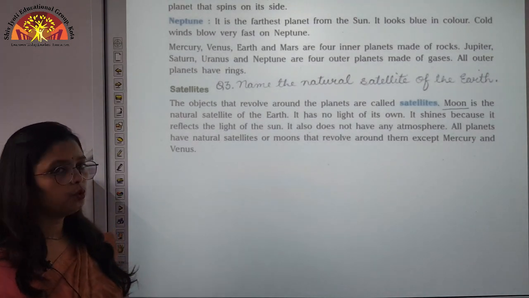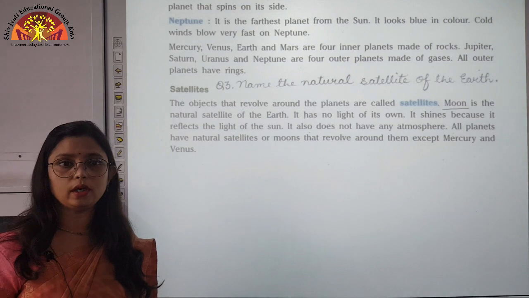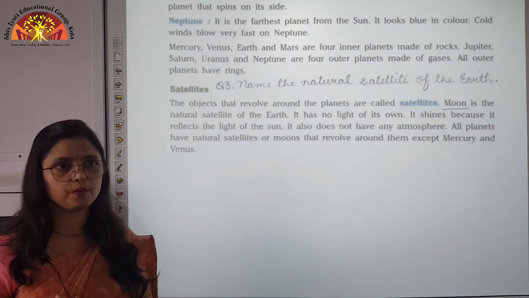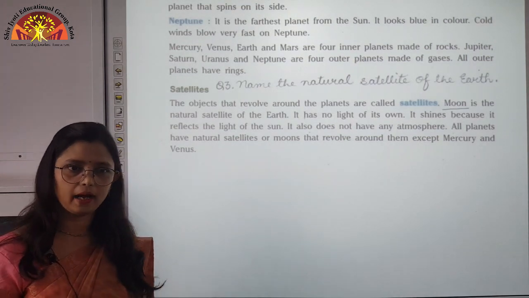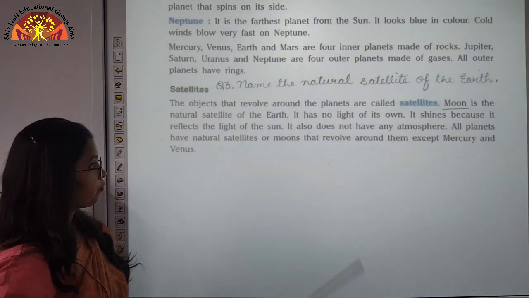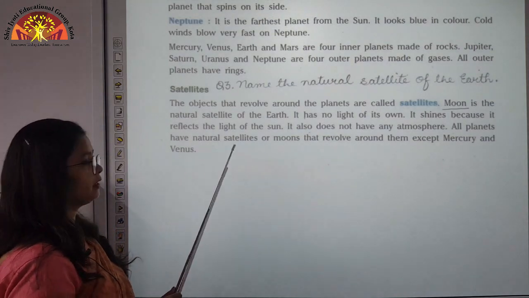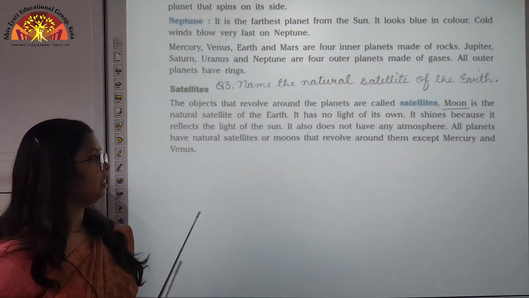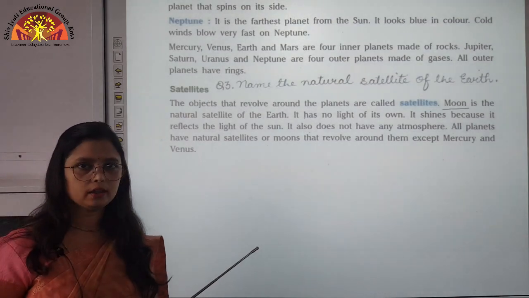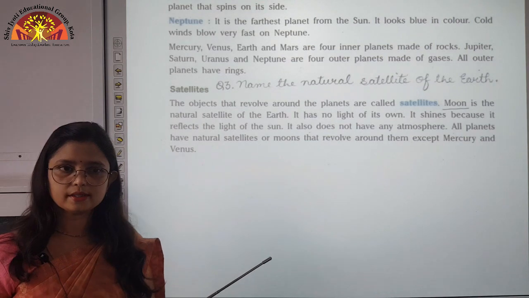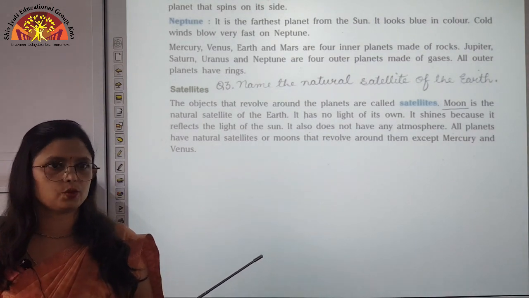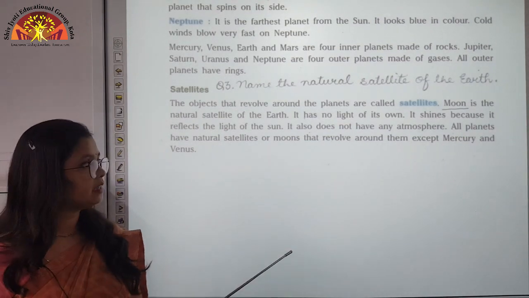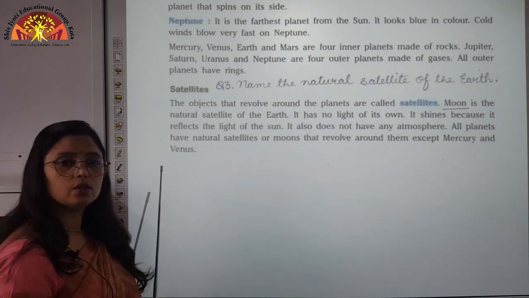Okay, now moon does not have its own light. It takes the light from the sun and reflects it back. Okay, so it shines just because it reflects the light of the sun. Now it also does not have any atmosphere, and all other planets also have their natural satellites, but there are 2 planets which do not have a moon. These are Mercury and Venus.